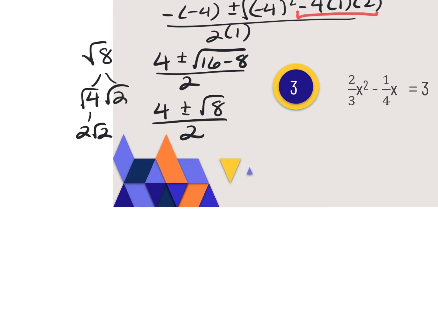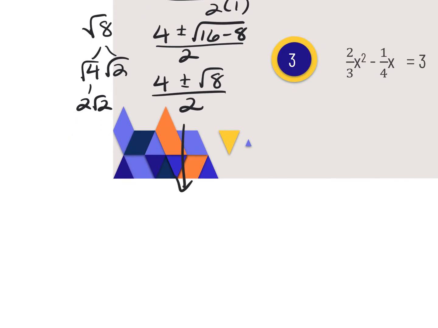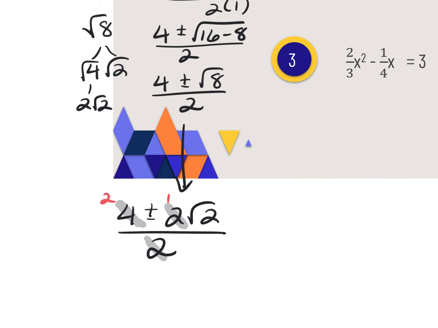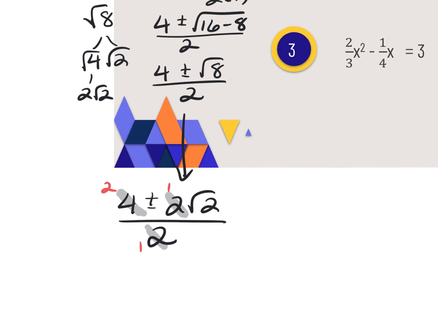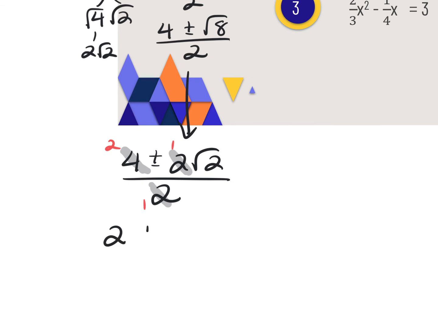So now, and I'll come down here where it's nice and plain, 4 plus or minus the square root of 8 now becomes 2 square root 2. Now I can simplify the fraction. So this 2 that's in the denominator needs to be able to divide into both of the terms in the numerator. And I can divide them both by 2. The 4 becomes a 2, the 2 becomes a 1, and this 2 also becomes a 1. So my final answer here is going to be 2 plus or minus the square root of 2.